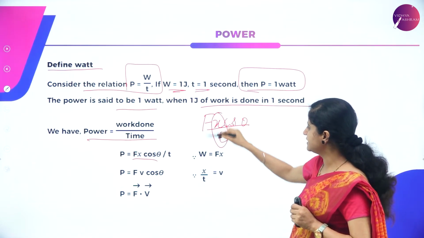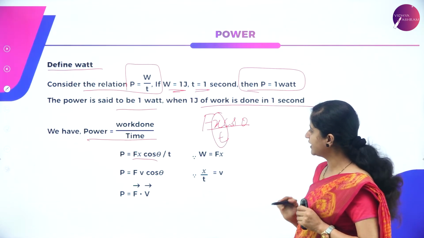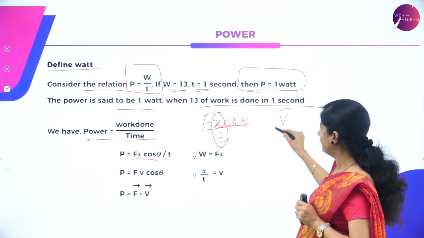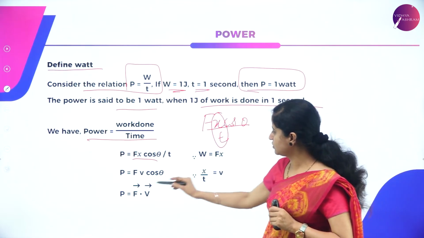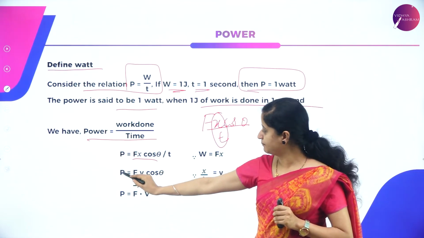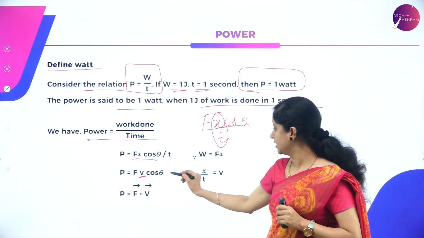But what is x divided by t? That is displacement divided by time. It is nothing but velocity. So replacing these two by a term v, we get P is equal to F into v cos theta.